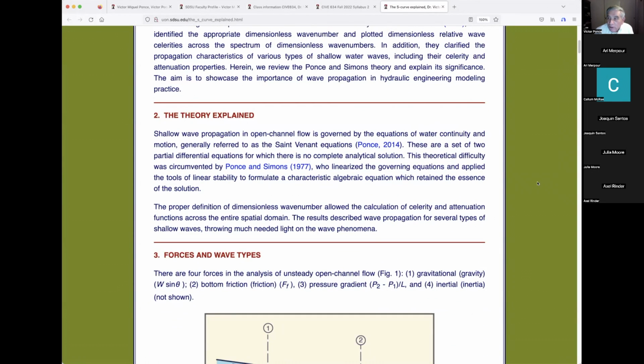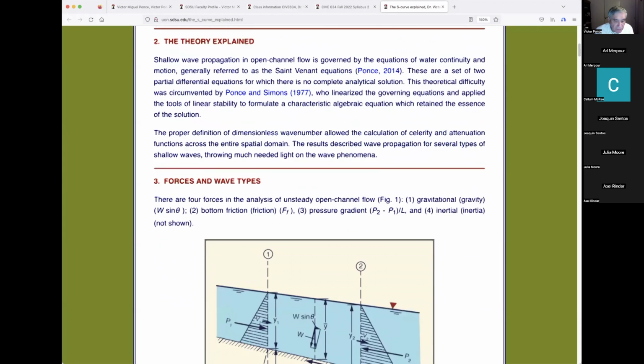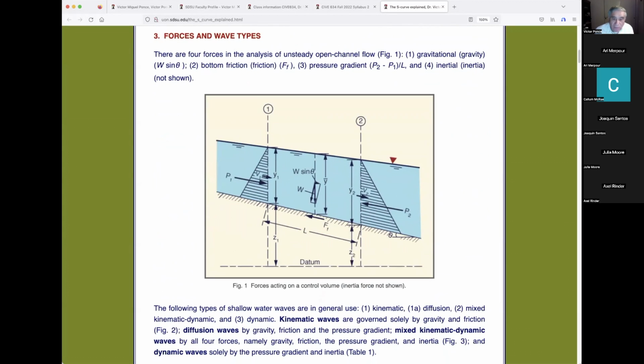For those of you that took up computational hydraulics, that's right, computational hydraulics and hydrology last year, this is kind of repetition, but many of you have not. Forces and wave types: we got 4 forces in open channels, unsteady flow. We have the friction over here, gravity, the pressure gradient. Those are the ones that can be plotted on the graph. There's one fourth one that is called inertia, which cannot be plotted.